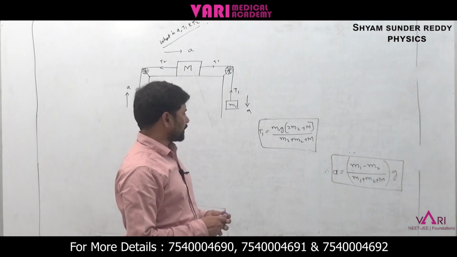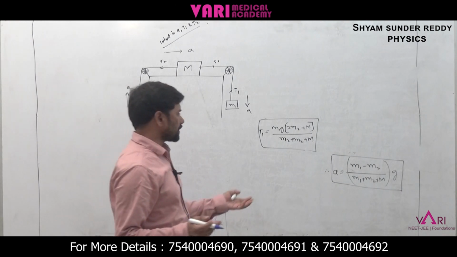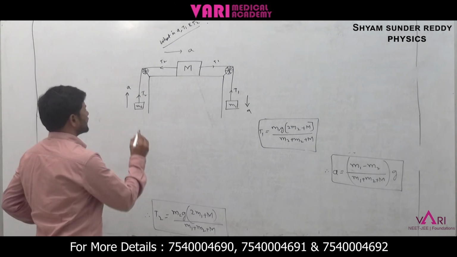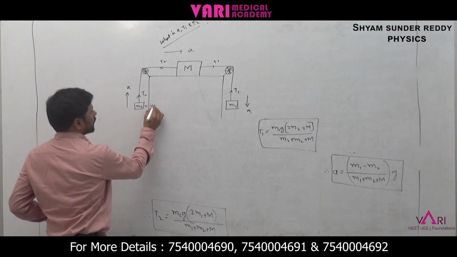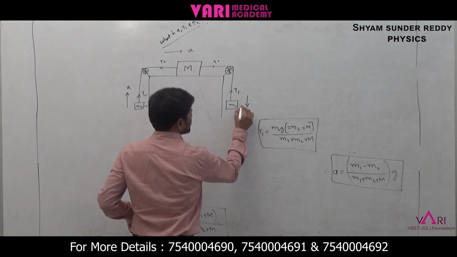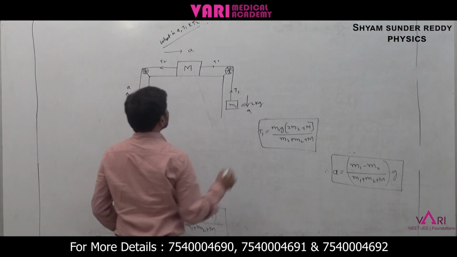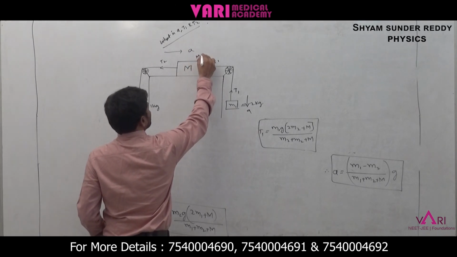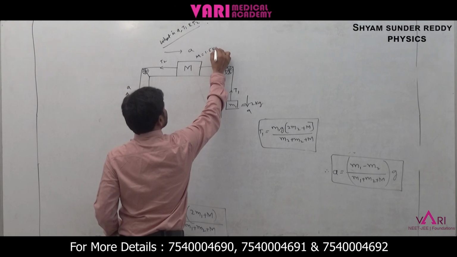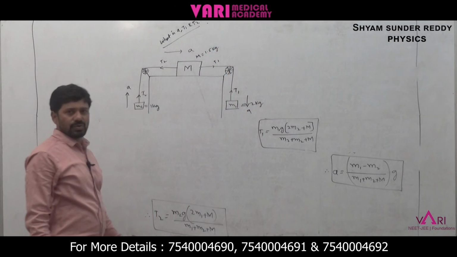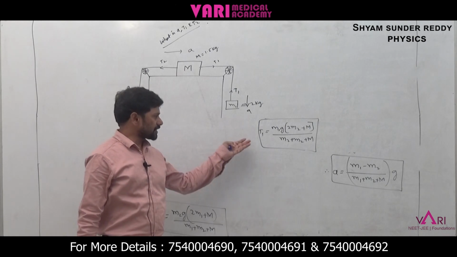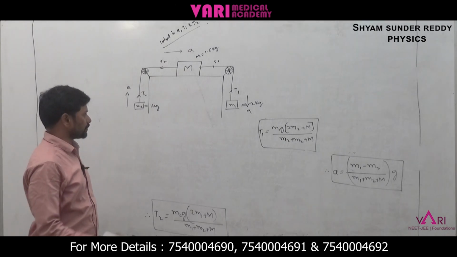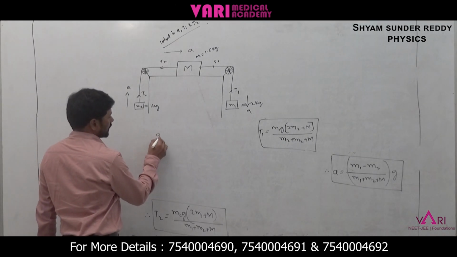Yeah. Now look at this. Here we have the acceleration A, tension T1 and tension T2. If M2 is equal to 1 kg, M1 is equal to 2 kg, and mass capital M is equal to 1.5 kg, then what is the acceleration, and tensions T1 and T2? First we need to find acceleration.